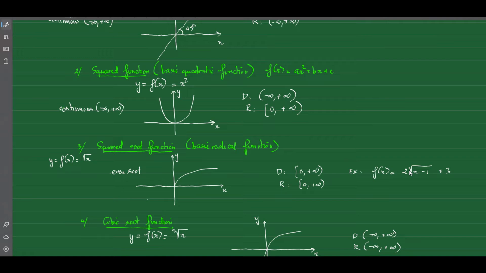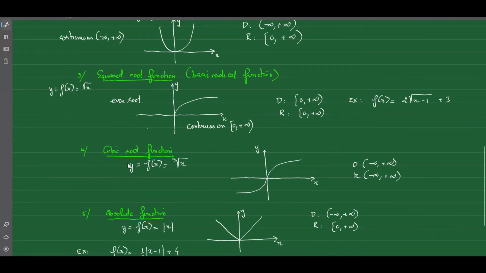Spaghettified along the y-axis. Okay. And of course, this one is also continuous, right? It's continuous on 0 to positive. Okay, but this is the graph for all the even roots. What if it is an odd root?